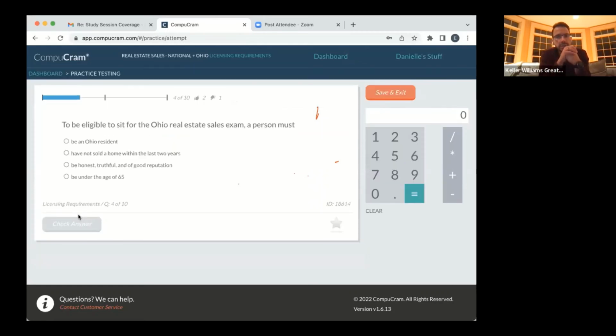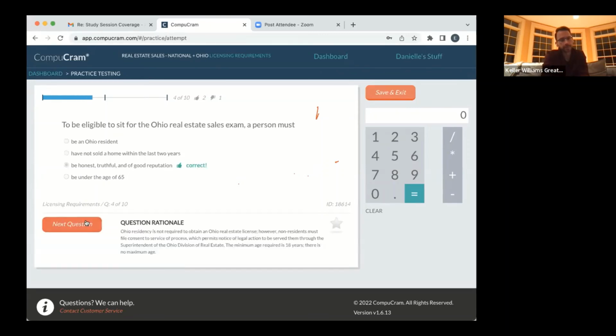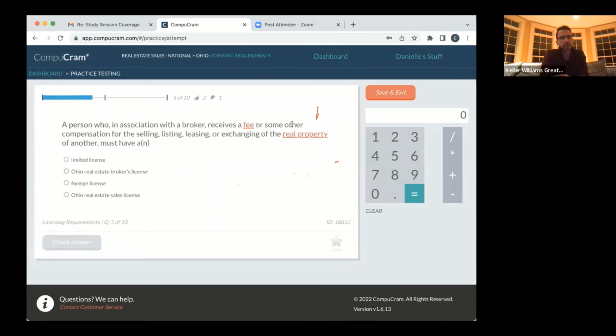Next question, to be eligible to sit for the Ohio real estate sales exam, a person must A, be an Ohio resident, B, have not sold a home in the last 2 years, C, be honest, truthful, and of good reputation, or D, be under the age of 65. Pretty simple one there, to be honest, truthful, and of good reputation.